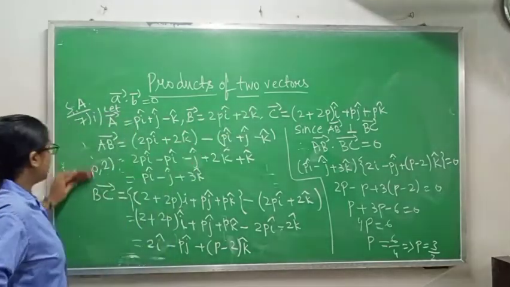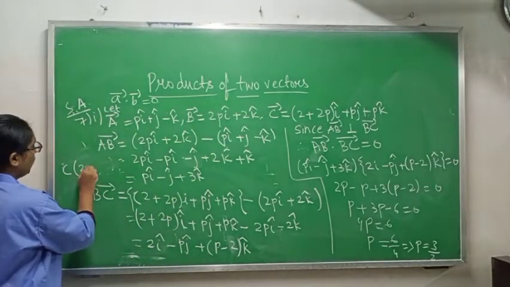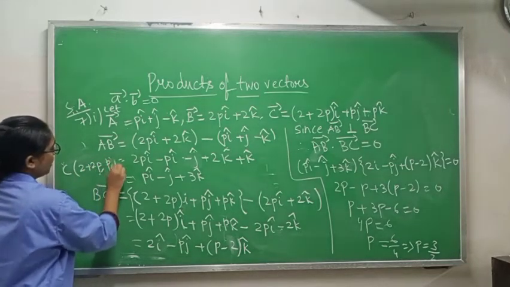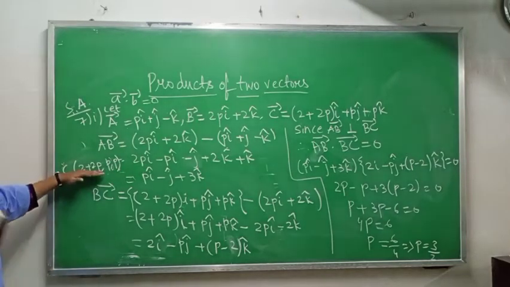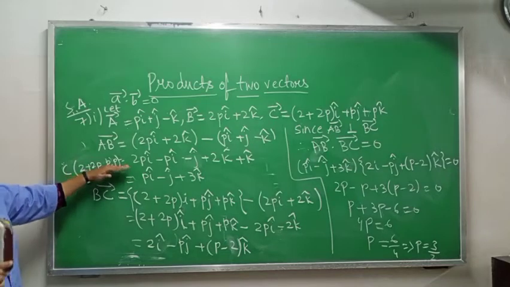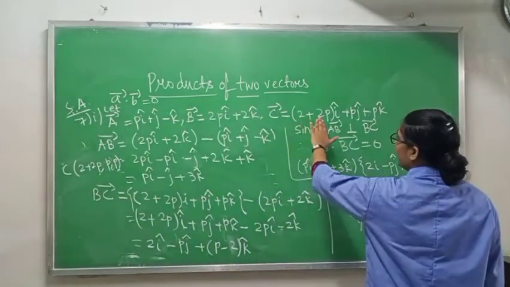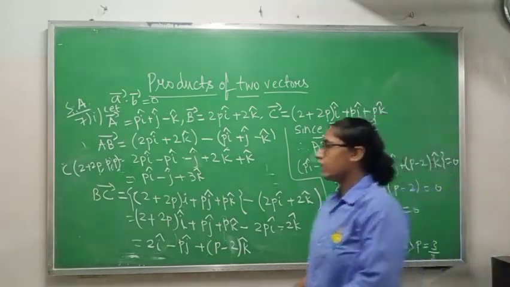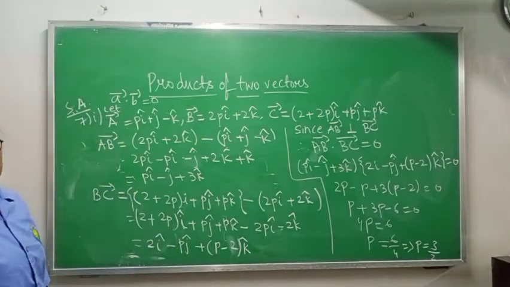Okay, now see, point C is (2 plus 2p, p, p). It means that with i, 2 plus 2p both will go, with j only p, and with k only p will go. That is why I have written C vector equals 2 plus 2p i cap plus p j cap plus p k cap. Okay, now we have to find AB vector and BC vector.